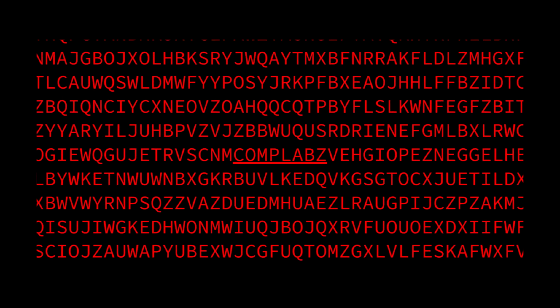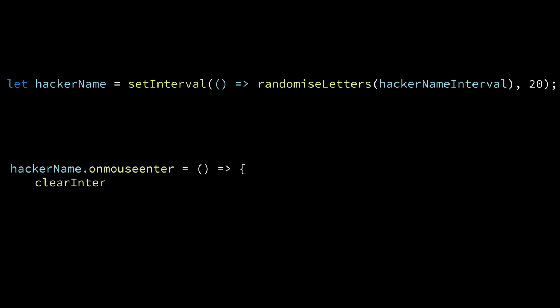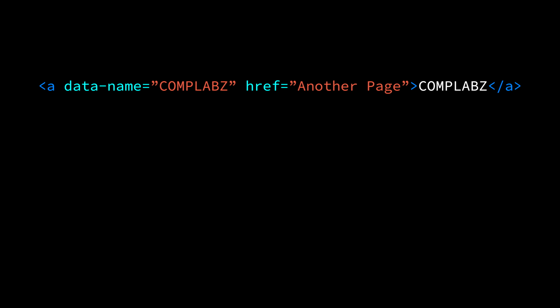Okay. Now I want my name to also be randomized, but stop when I hover over it. So let's get a reference to my name, apply the randomize function on the same interval, and clear this on hover. That works, but when it stops, I want it to return to my name, so we'll store that here, and when I hover over the link, I can set the text back to this value.